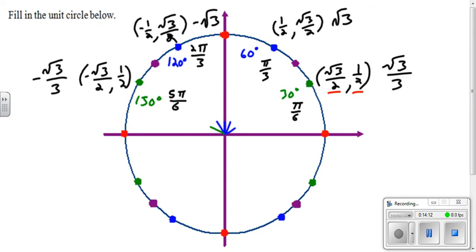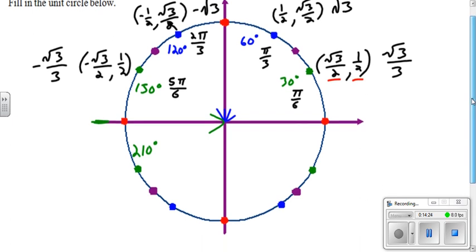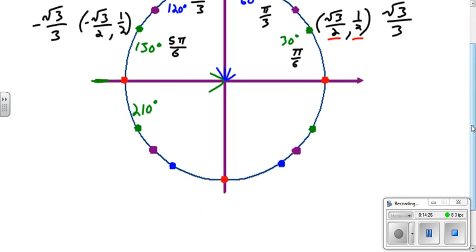And another green one down here is another 30 degrees away. If we know that this is 180, we go another 30 degrees. We would say then that this is 210 in degree measure. I'm actually going to move this up a little bit so we have some room to work. 210 would convert to 7 pi over 6.